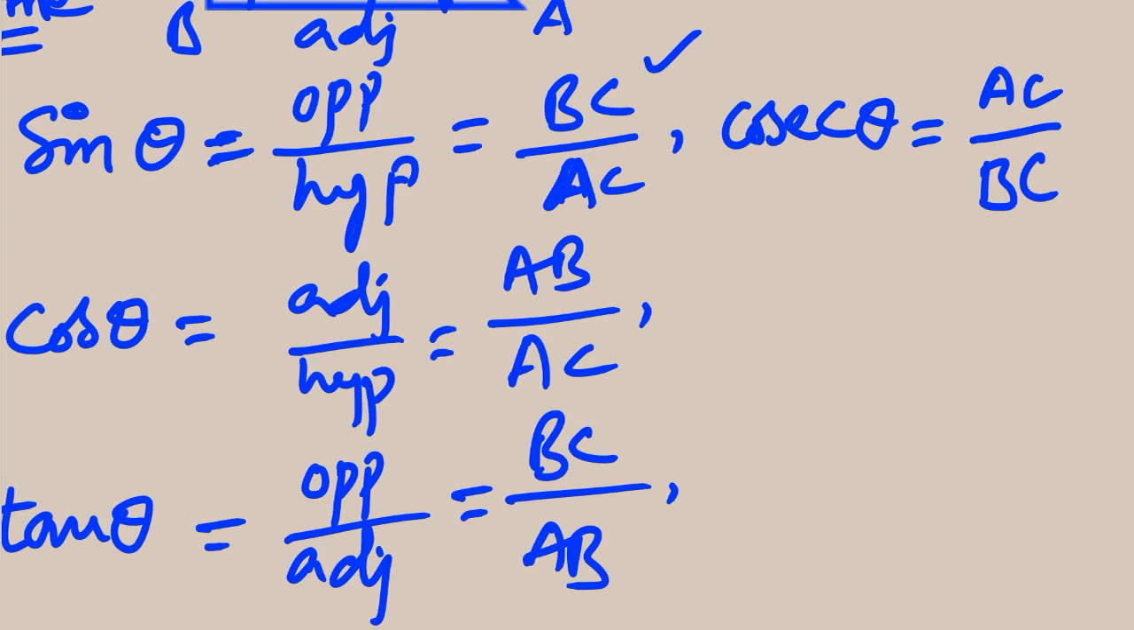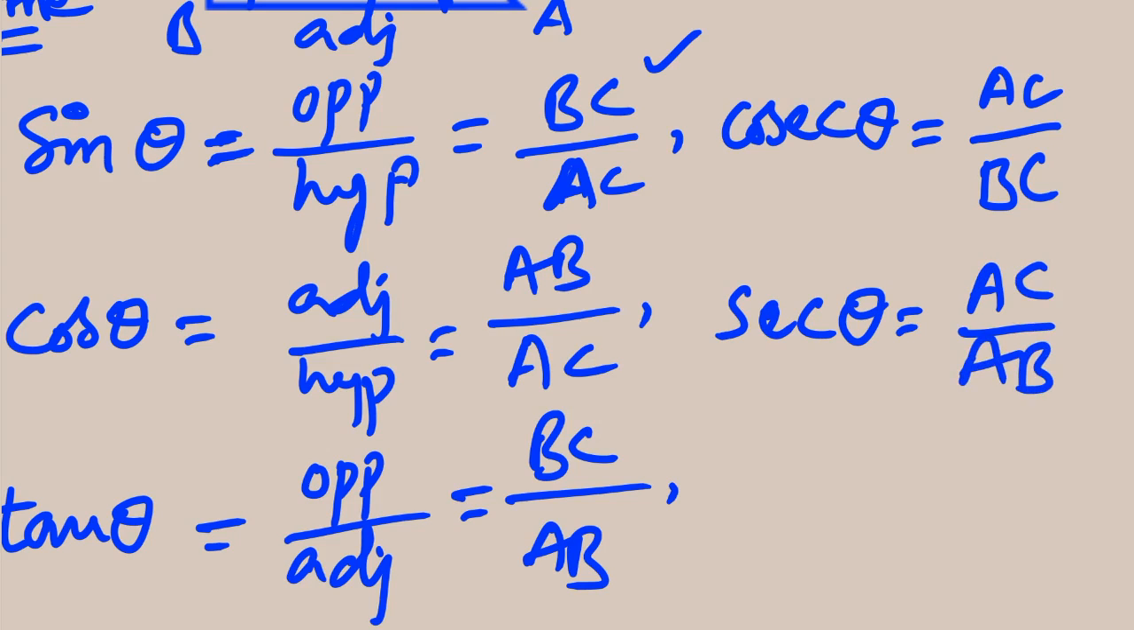And what is the cos theta? The multiplicative inverse of cos theta is secant theta. Sec theta we can say, that is secant A or secant theta. That is, if cos theta is AB by AC, then secant theta is AC by AB.